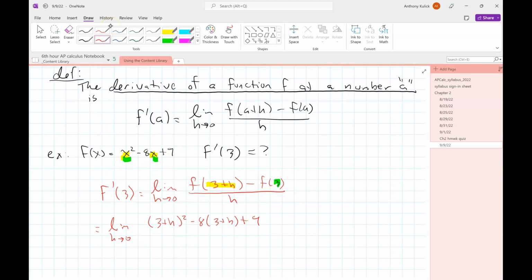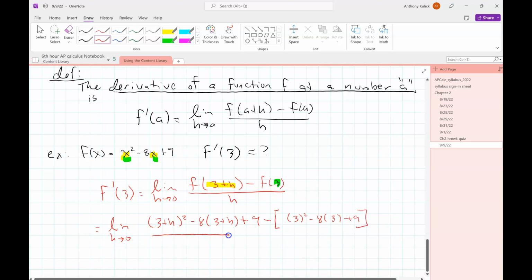Everybody's okay there? What do I have to be careful about here? Got to make sure I distribute my negative with the subtraction symbol there. Very easy to forget about that. It's a very common Algebra 1 mistake. That's why I'm reminding you guys about it right now. Is everybody cool with how I plug things in?